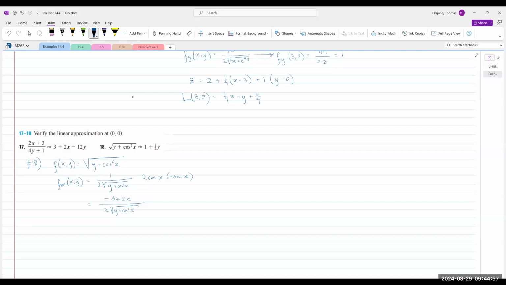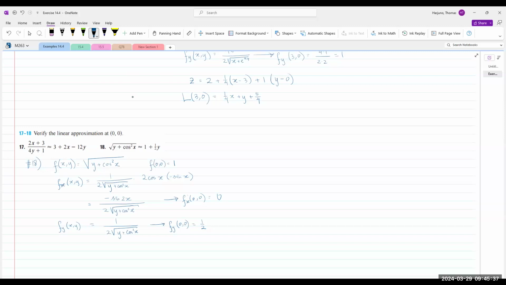Oh, by the way, what is f(0,0)? f(0,0) will be 1, right? So f sub x at 0, 0 will be 0. Now f sub y of (x,y) will be, I think this is a simple one, 1 over 2 square root of y plus cosine squared x. So f sub y at 0, 0 will be 1/2.